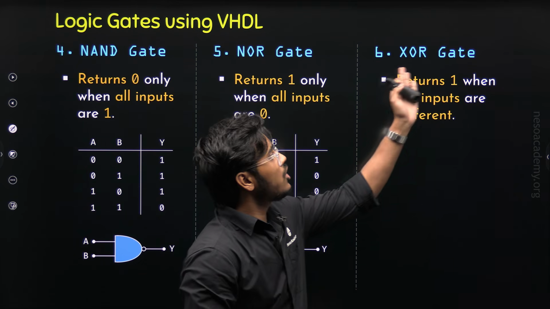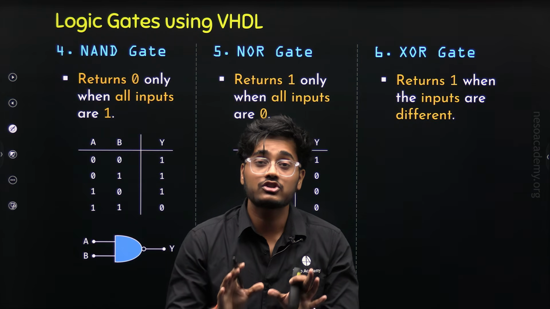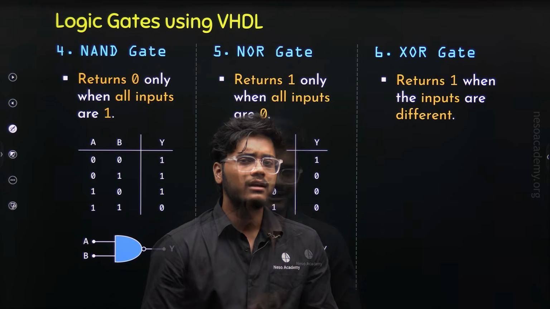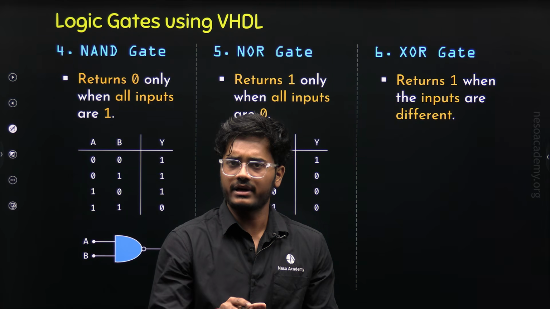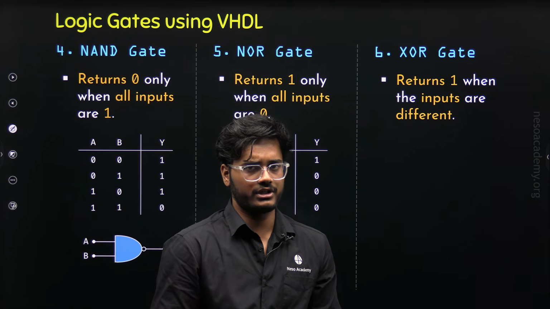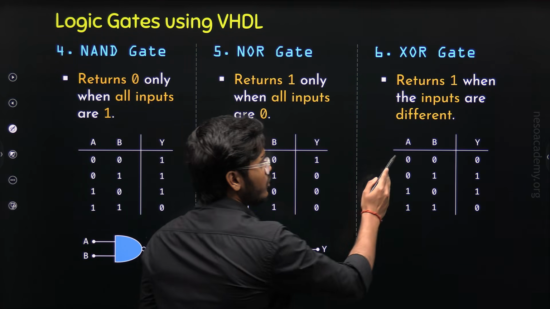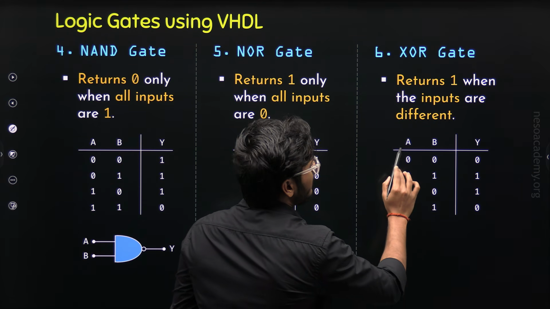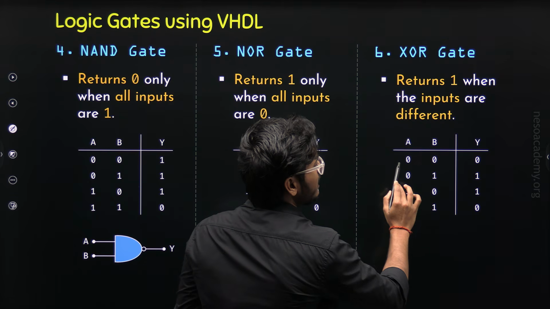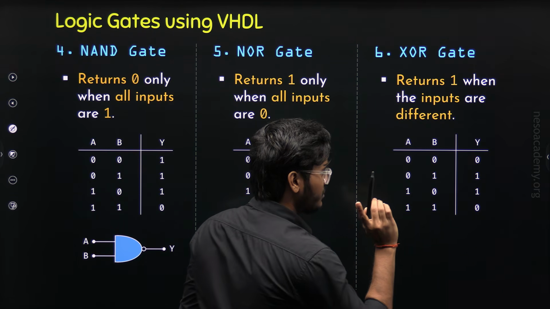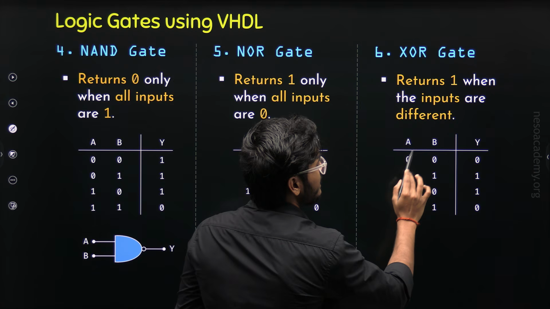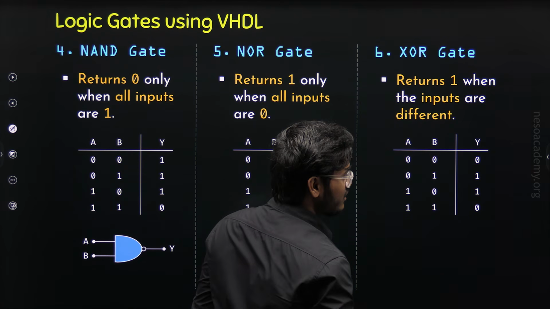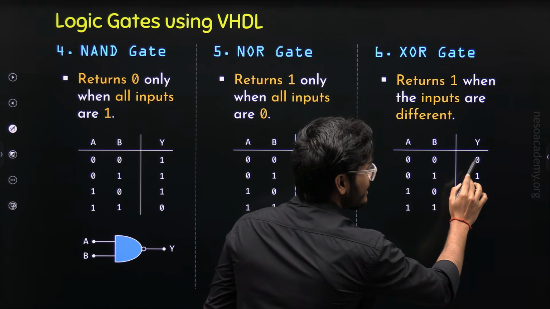Therefore, XOR gate is an exclusive OR. Now, to understand this in a better way, let's see the truth table. Here we have 4 input combinations. Now look at the first input combination. When both inputs A and B are equal to 0, which means both inputs are the same, the output is 0.